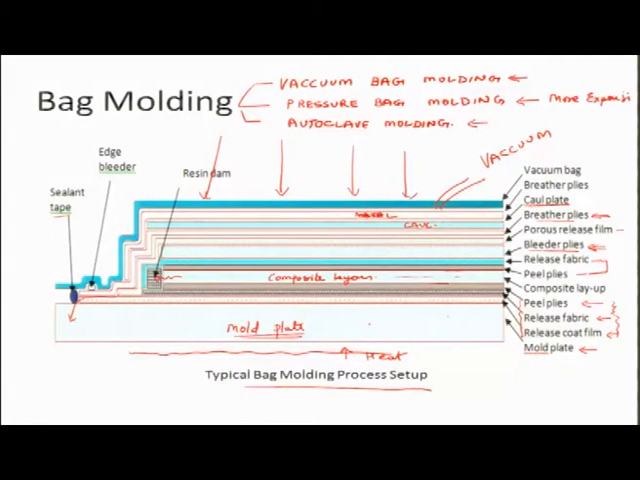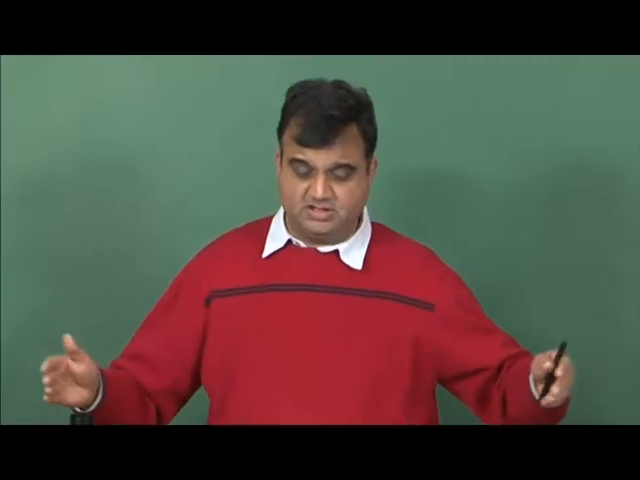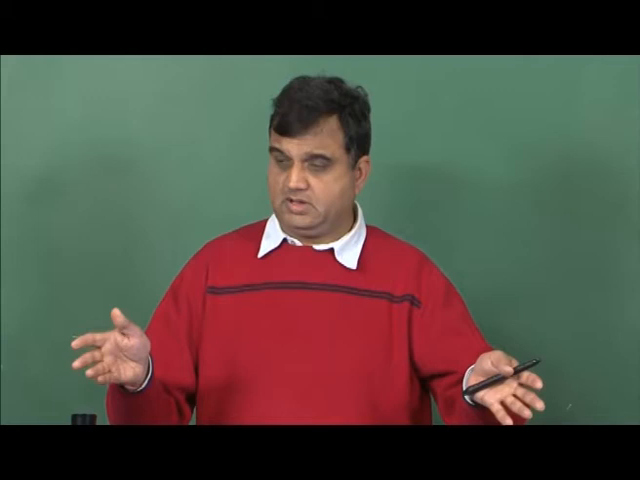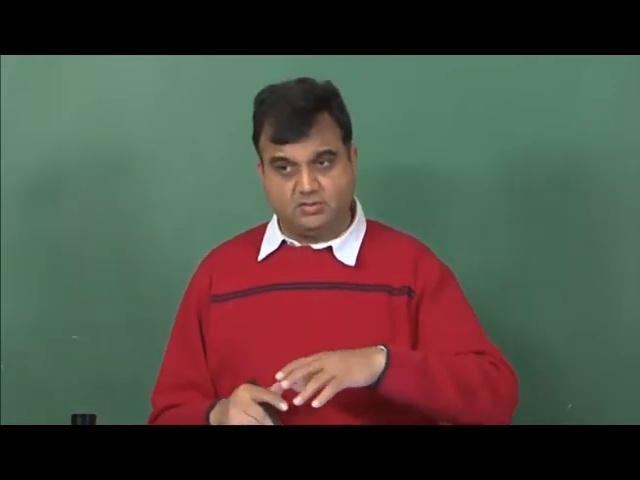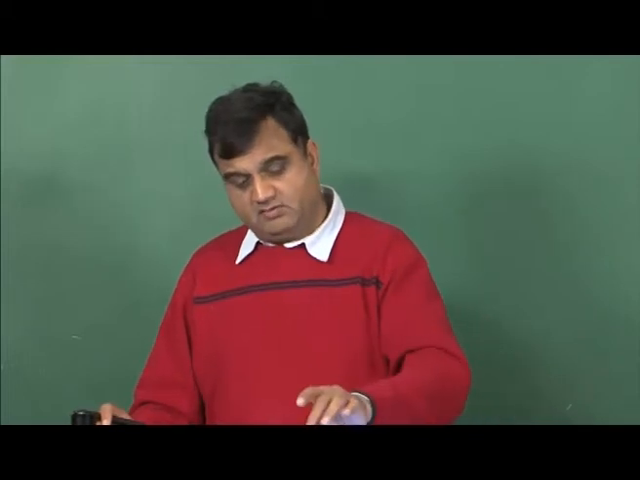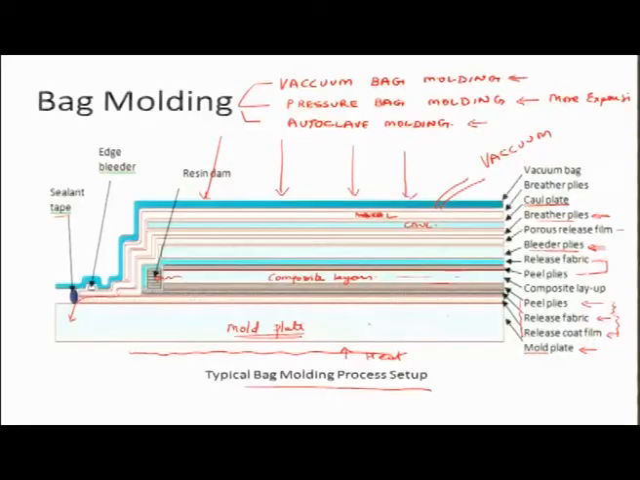And the reason it is more expensive is that you have to make specialized tools for each particular shape. So you want to make a flat plate of some dimension, you have to make a tool of a particular size. You want to make a curved plate, you have to again make a different type of tool. But in vacuum bag molding and in autoclave molding, these specialized tools are not required. So as a consequence, these are relatively less expensive. So this is important to understand.